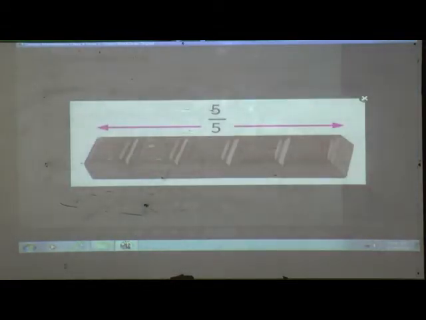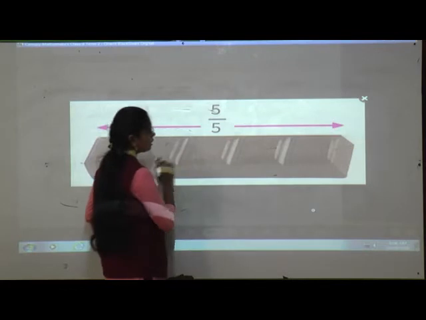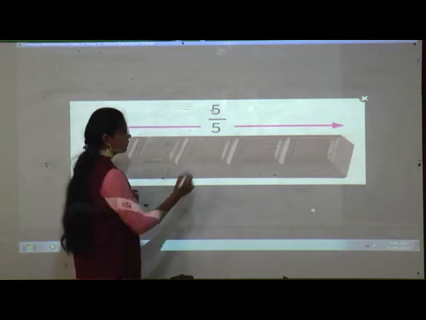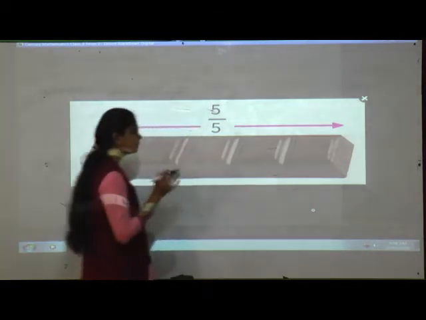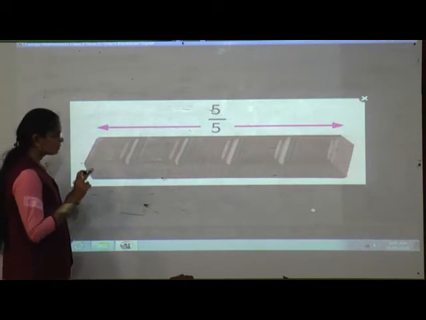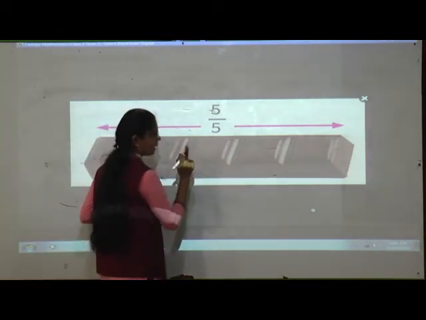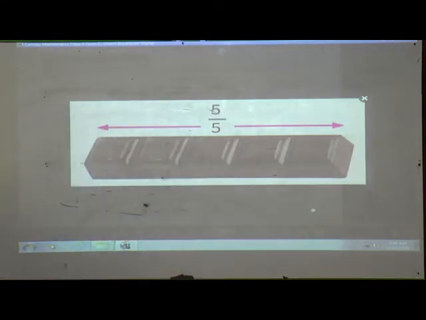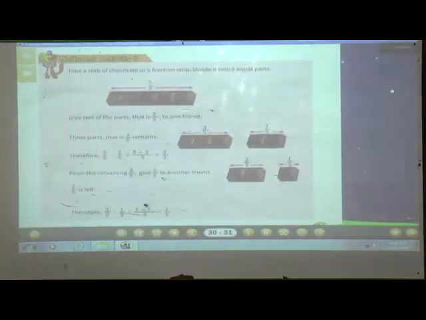Now see here, if you will give 2 by 5 part of the chocolate to your friend, then how many parts will remain? If you will give 2 parts, see here 5 parts are there: 1, 2, 3, 4, 5. Now out of these 5 parts, if you will give 2 parts to your friend, then these 3 parts will remain. So what part of the chocolate is remaining? 3 by 5. The fraction of the chocolate which remains is 3 by 5. Now see here, 3 parts, that is 3 by 5, remains.